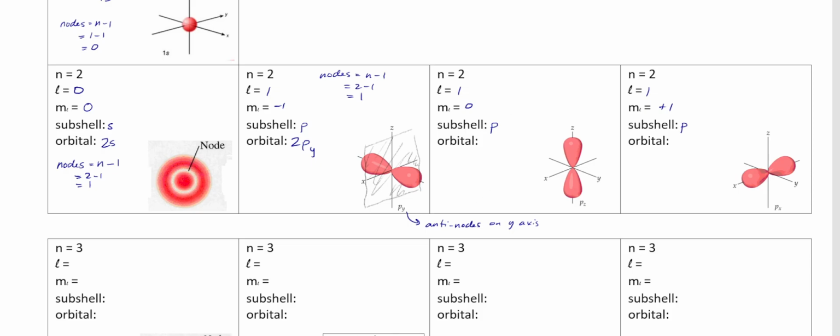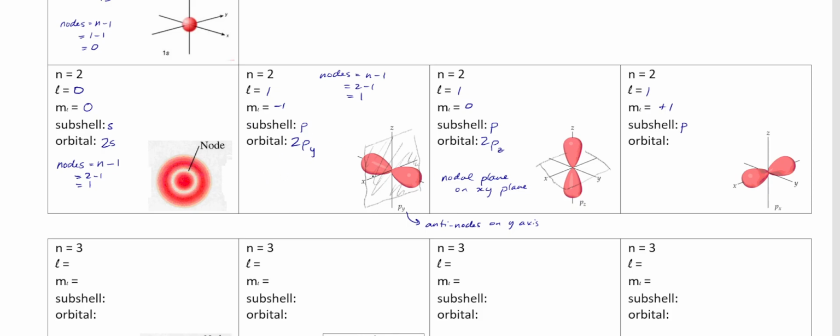In this case right here, this would be the 2pz orbital. Okay, and so we have a nodal plane. If the antinodes are on the z, then the nodal plane is going to be along the x and y right here. Okay, so that's where my nodal plane is. So nodal plane on xy plane.